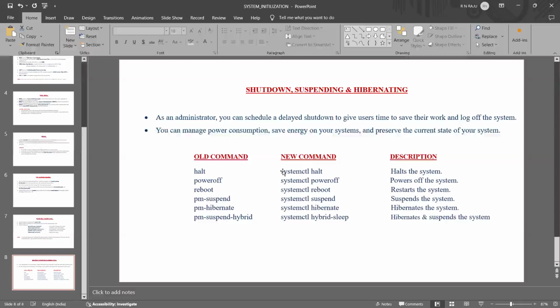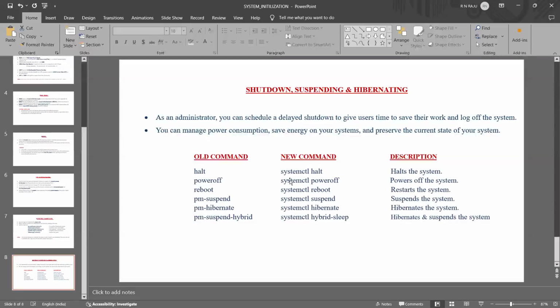But with the new command, I mean systemctl, the same options: systemctl halt, systemctl poweroff, systemctl reboot, systemctl suspend, systemctl hibernate, systemctl hybrid-sleep. Each command's description is here. With systemd we will use these commands. With init, the backend process, we will use the old commands. These are the old commands. These are the new commands with systemd.